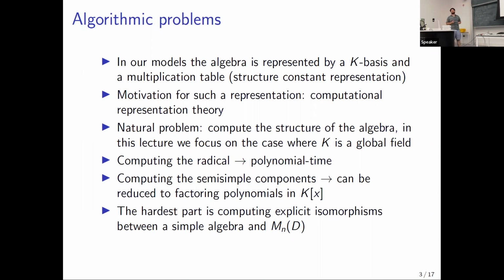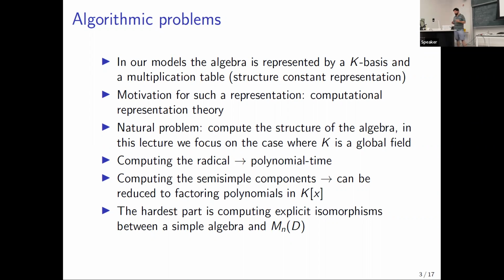So I'm given two basis elements, b_i, b_j. If I multiply them, that's just a linear combination of all the basis elements, and those coefficients are sometimes called structure constants, and this is what is given to me. Alternatively, you can also think of this as the regular representation of the algebra, meaning that you represent every element by an n times n matrix, because multiplication by an element from the left is just a linear transformation.